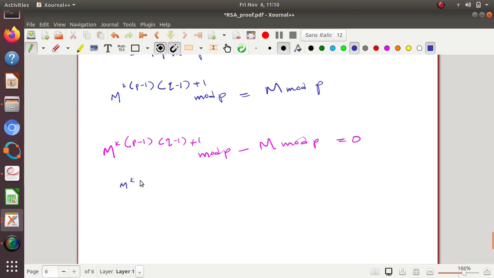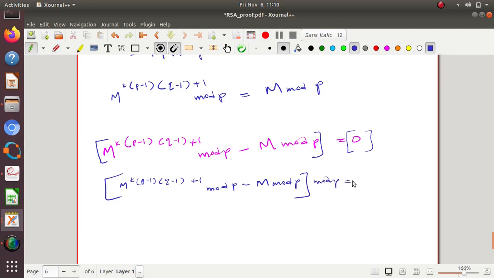Now if we apply mod p on both sides, what will happen to this entire quantity and this one? We have m to the power k(p minus 1)(q minus 1) plus 1 mod p minus m mod p is equal to 0 mod p.